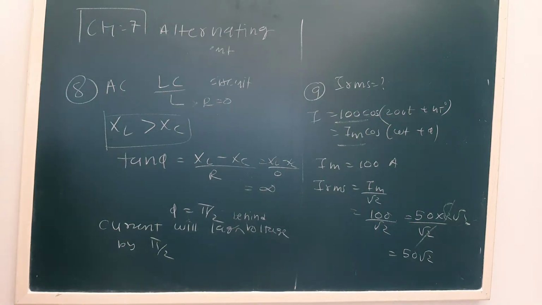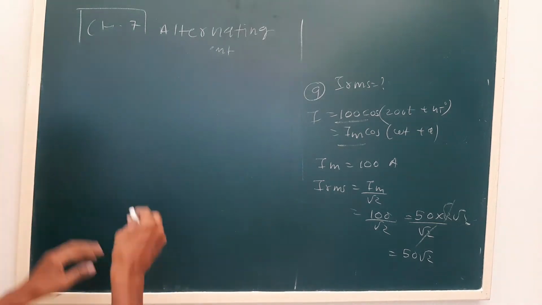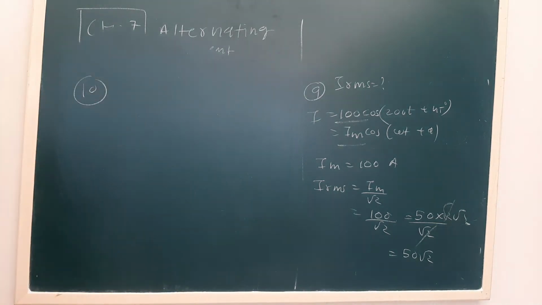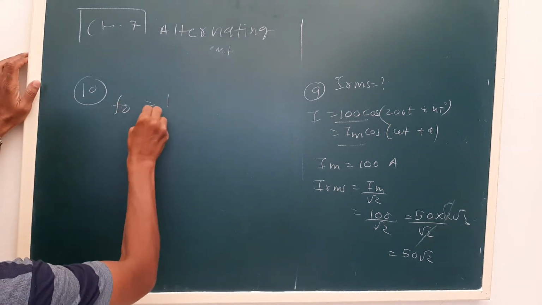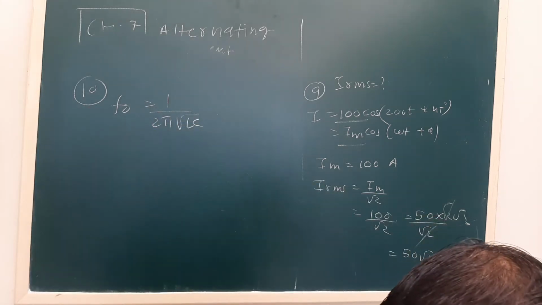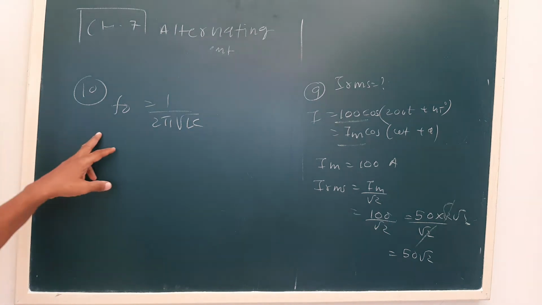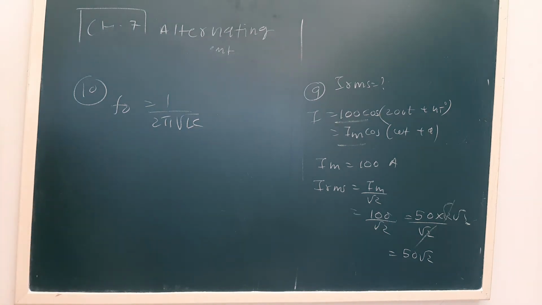Now see our next MCQ. That is MCQ number 10. Okay. Now what is the value of the resonance frequency? Now we derive the equation of resonance frequency is 1 upon 2 pi root LC. Okay. Resonance frequency is 1 upon 2 pi root LC that we have derived earlier.